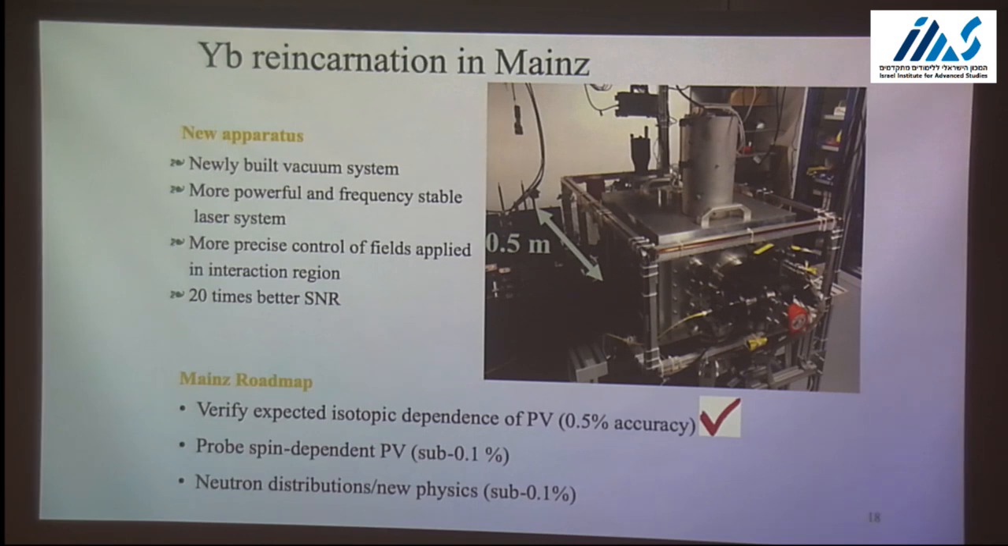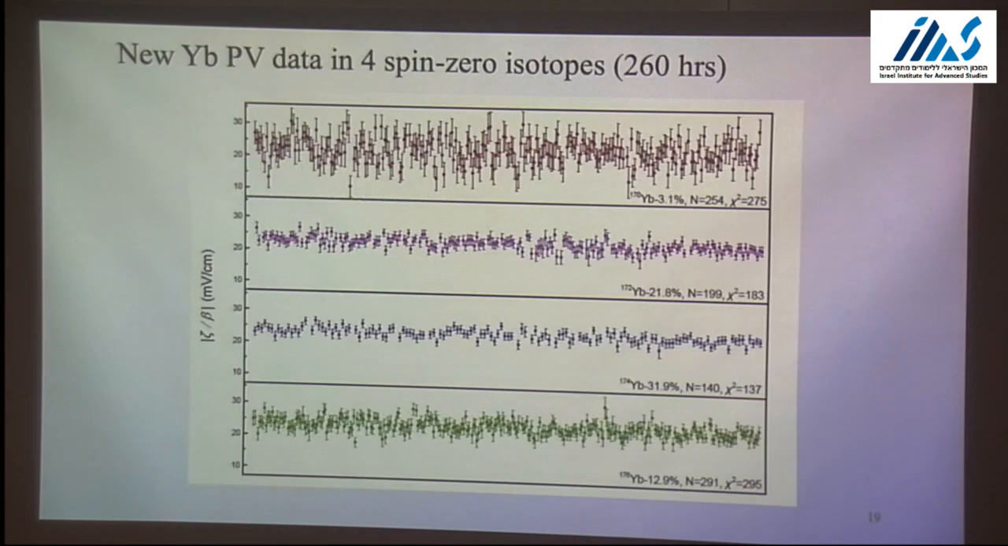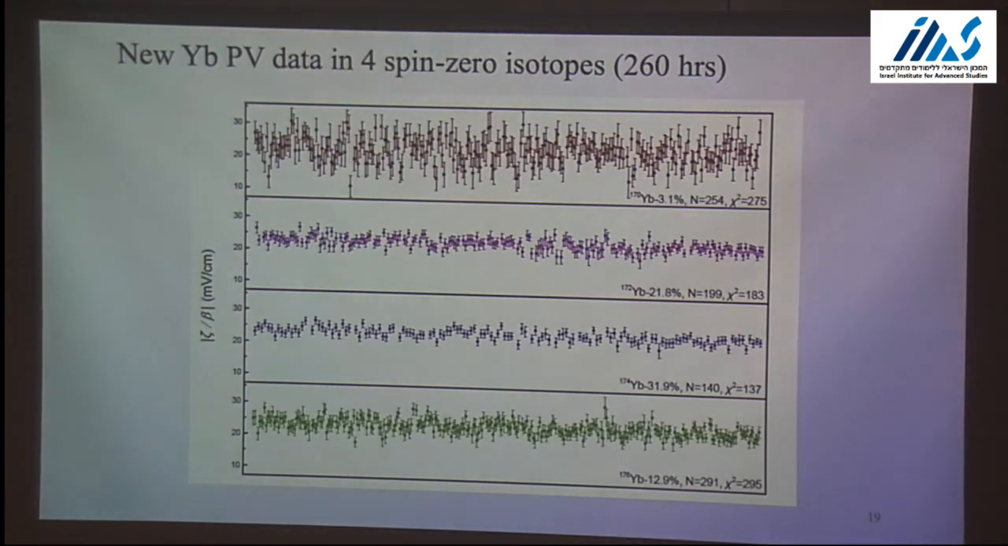So we rebuilt this apparatus and improved it. And let me show you what happened. We did another measurement, and we did the measurement this time on different isotopes. At Berkeley, we just studied one isotope, 174, I believe it was. And here you see that the noise actually is different. The more abundant the isotope, the smaller the noise.